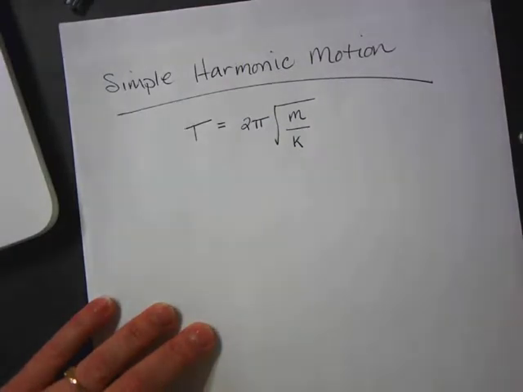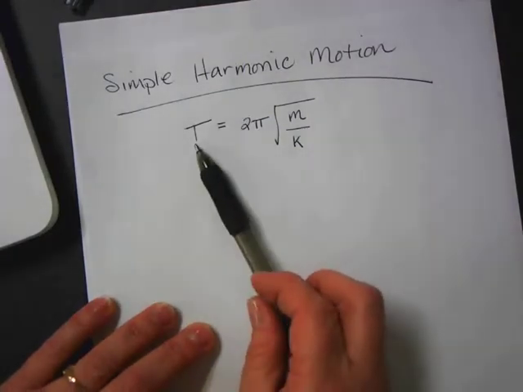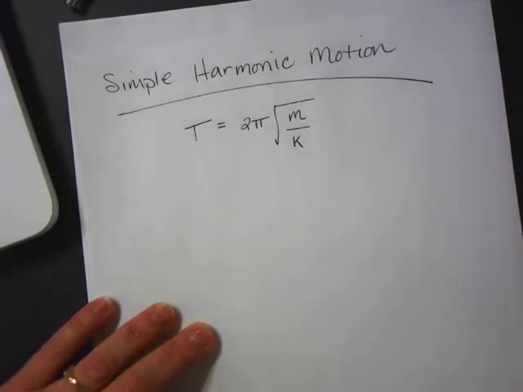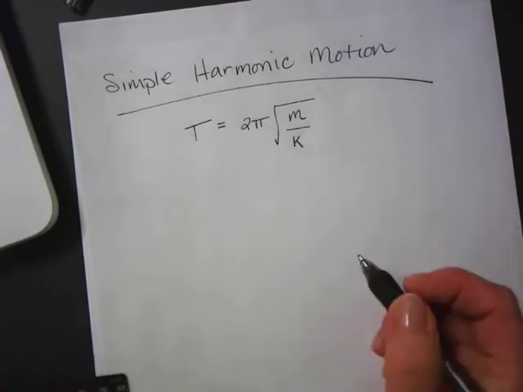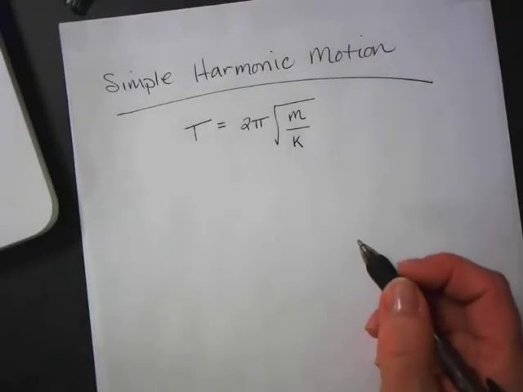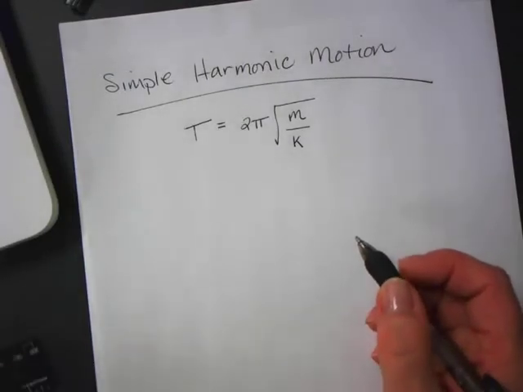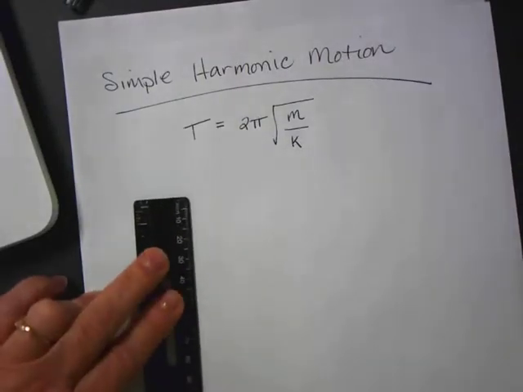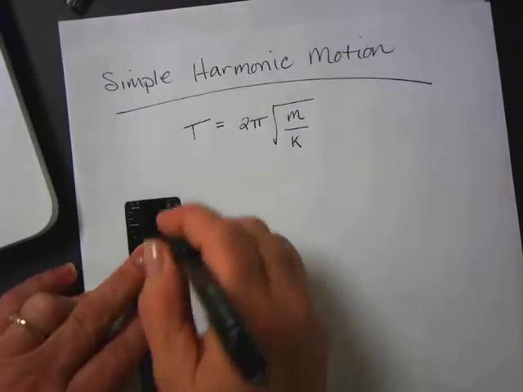If you recall, we did this with pendula last Thursday, and it was the period equals 2 pi times the square root of the length of the pendulum over gravity. So that similar equation shows up on purpose. Now we can also look at a whole bunch of different characteristics, and so we're going to create a table.